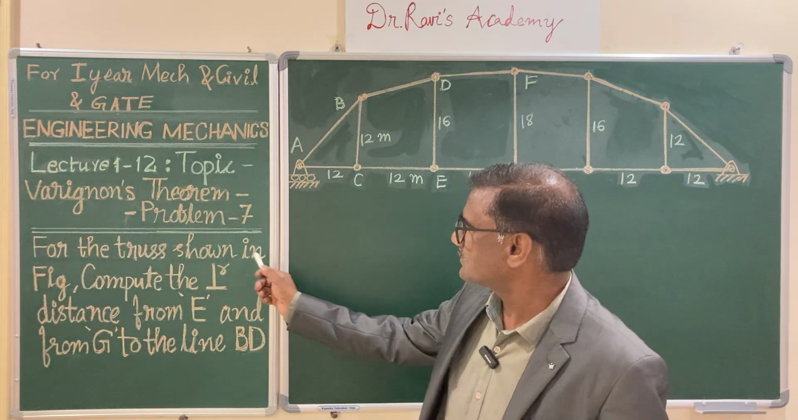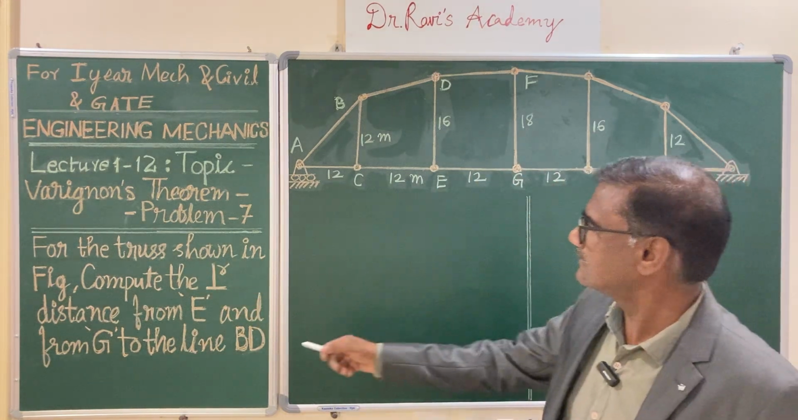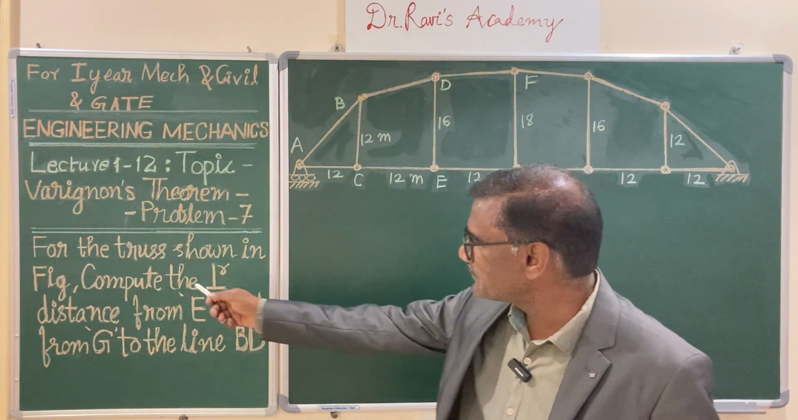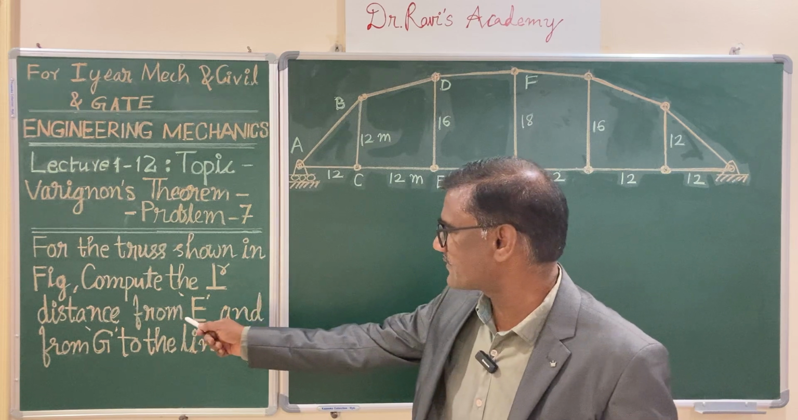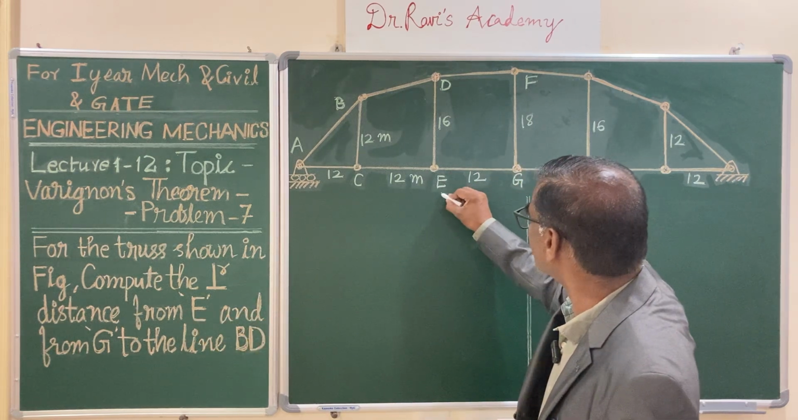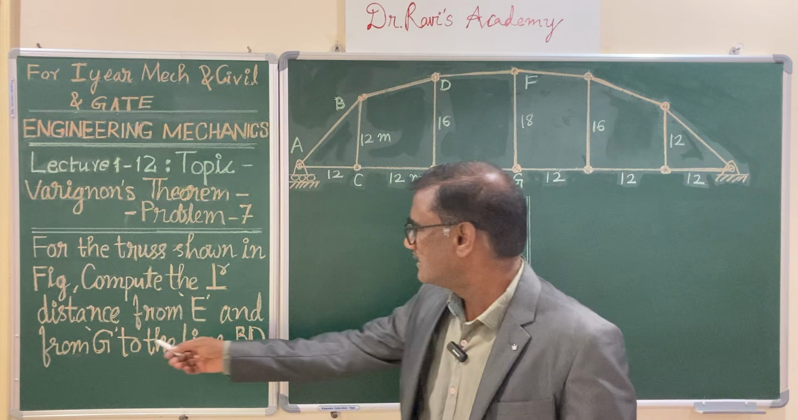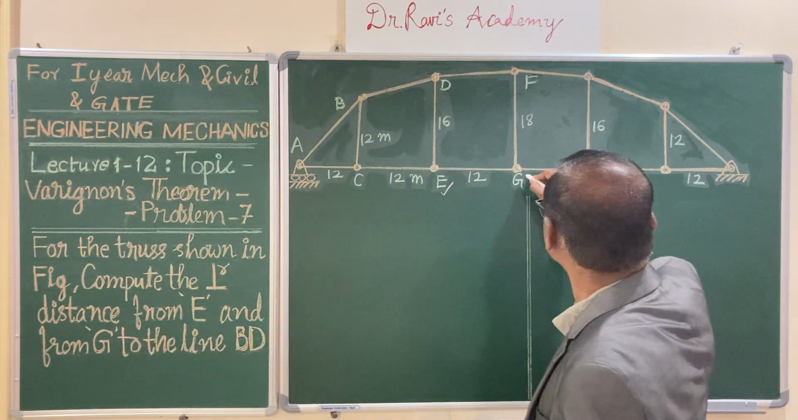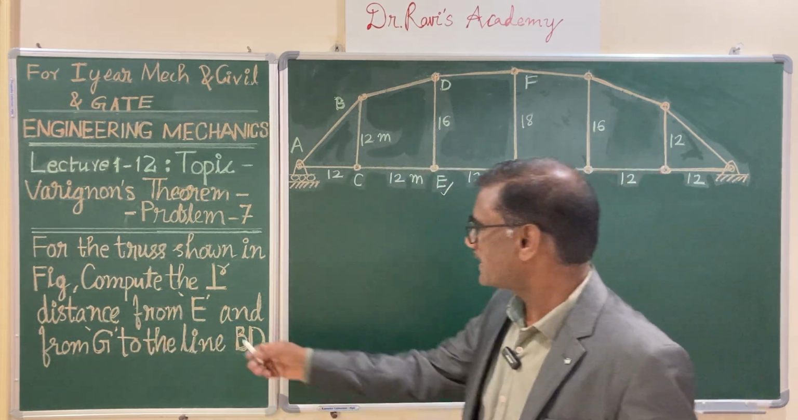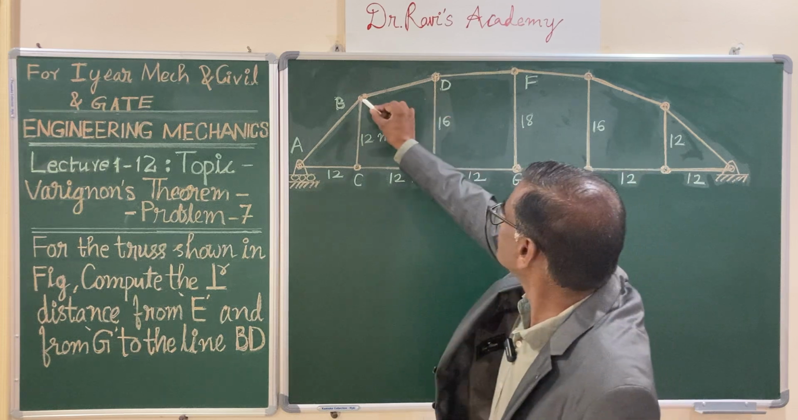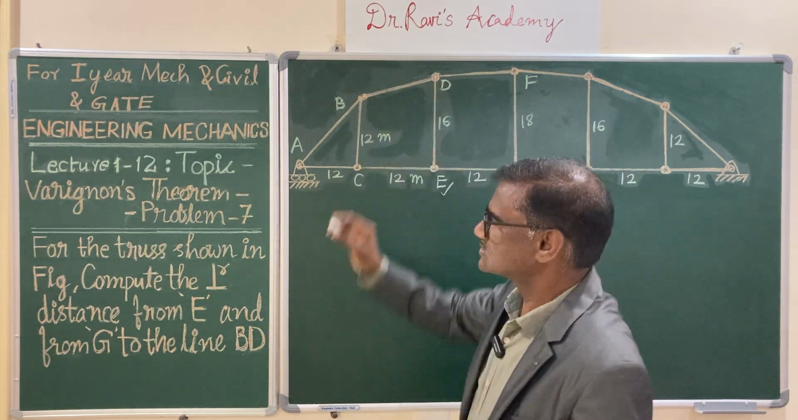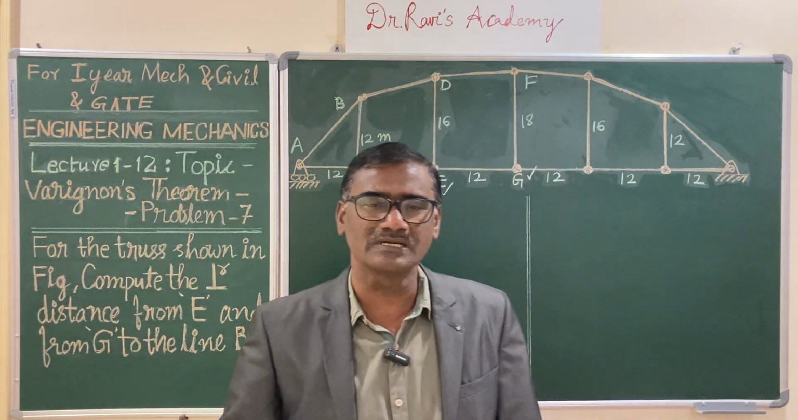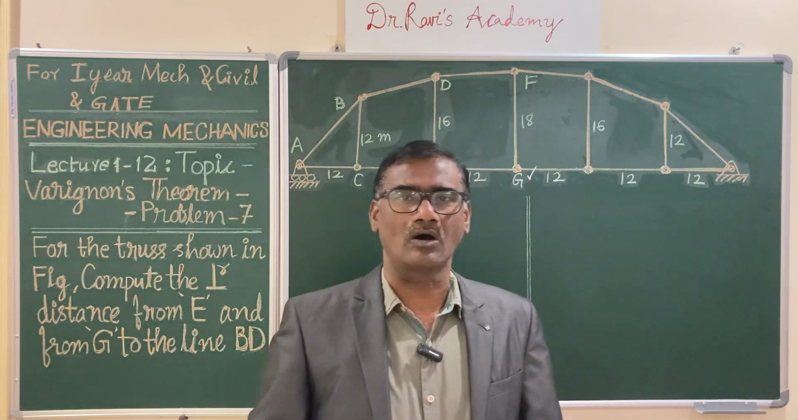For the truss shown in the figure, a truss is given and it is asking to compute the perpendicular distance from point E, this is one point, and from point G, another point. So he is asking the perpendicular distances from the line joining B and D. So this is the problem. In this you can see that it is purely asking for the moment arms.